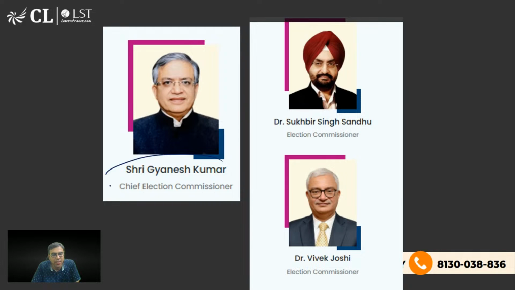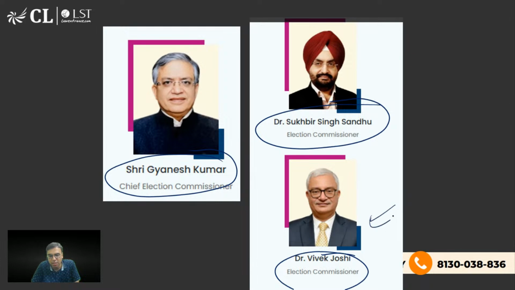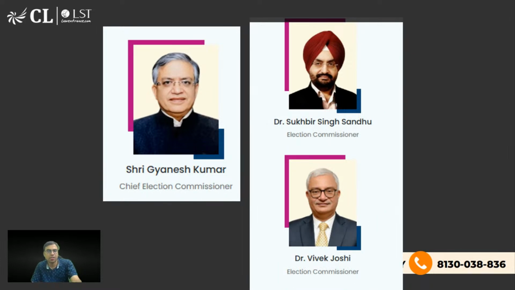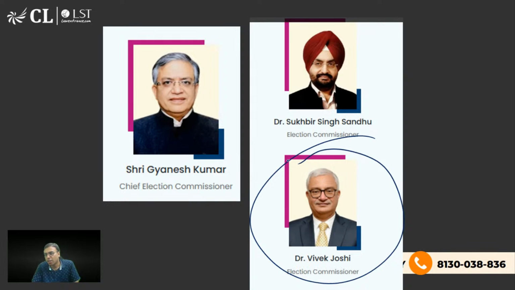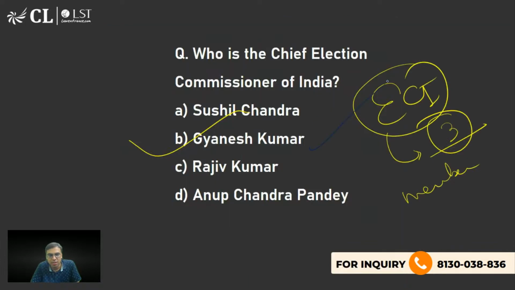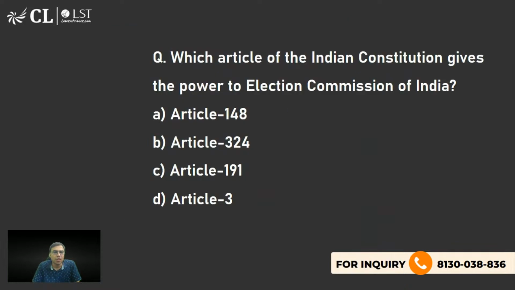So Gyanesh Kumar is a Chief Election Commissioner. Dr. Sukhbir Sandhu is an Election Commissioner, and Dr. Vivek Joshi is a newly appointed Election Commissioner. Mr. Gyanesh Kumar was earlier Election Commissioner, now he became Chief Election Commissioner. So this post became vacant, and now Dr. Vivek Joshi is the new Election Commissioner. Yes, so B is the right answer. Let's move on to the next one. Which article of the Indian Constitution gives power to Election Commission of India?